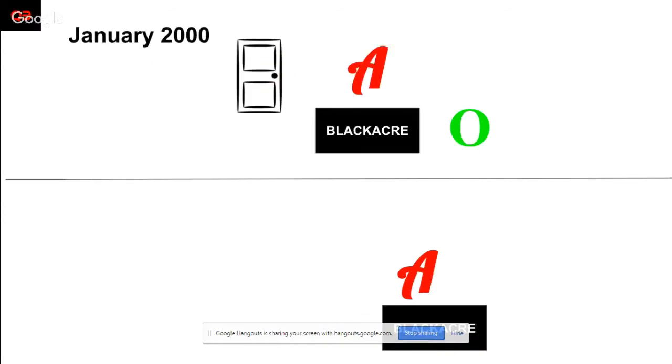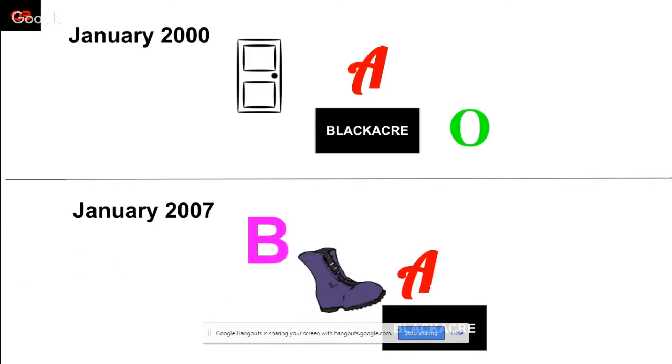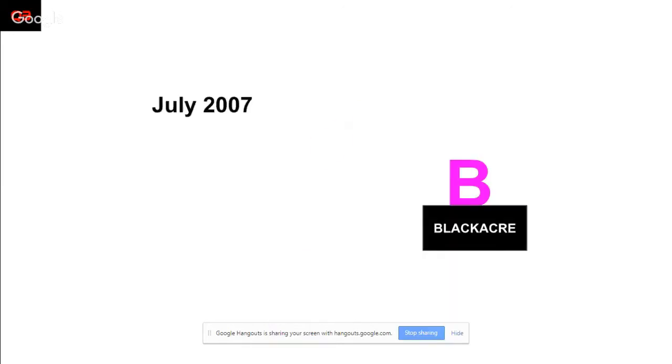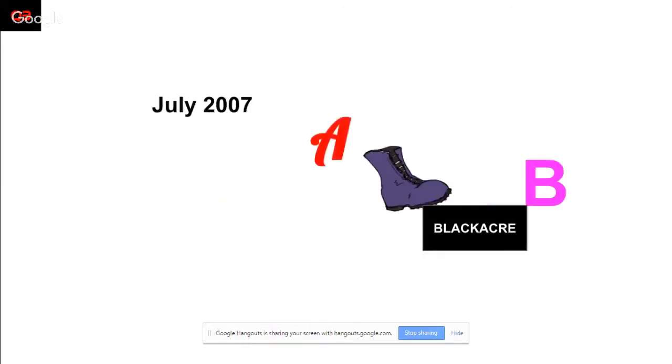Question 3. On January 1st, 2000, A enters adversely upon Blackacre, which is owned by O. On January 1st, 2007, B tells A, get out of here. I'm taking over. A leaves under the threat of force, and B takes possession. But 6 months later, A recovers possession from B.